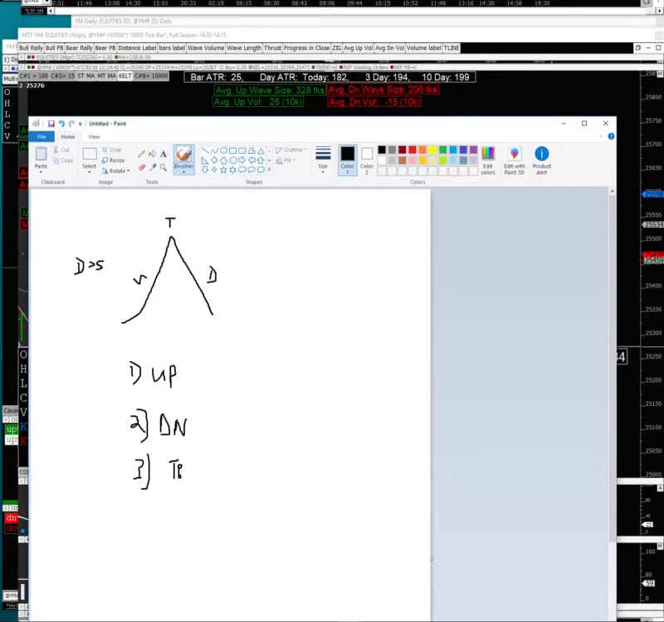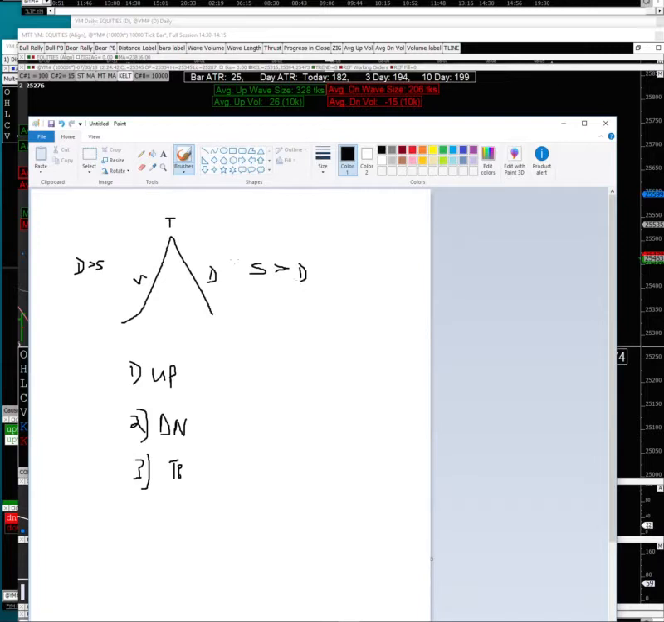Similarly, after the turning point, supply must be greater than demand. And what does that mean? That means the waves down are bigger than the waves up. It also means that supply must be absorbing demand in order for it to go down. That just has to occur.